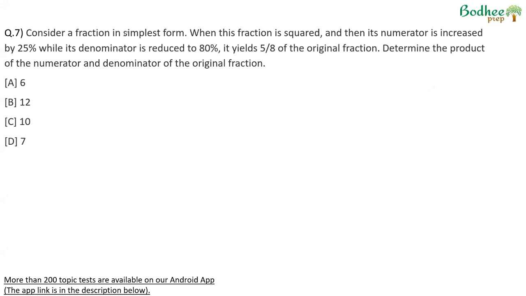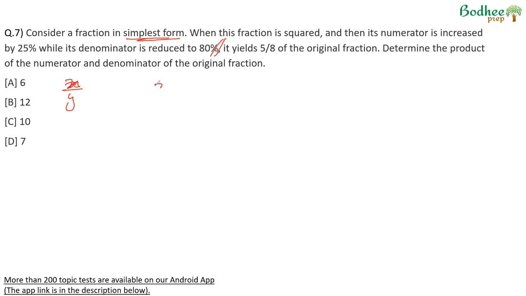This question reads, consider a fraction in simplest form. Simplest form means the numerator and denominator have HCF of 1. So nothing is common between them except 1. When this fraction is squared and its numerator is increased by 25%, denominator is reduced by 80%. So suppose my fraction was x by y.